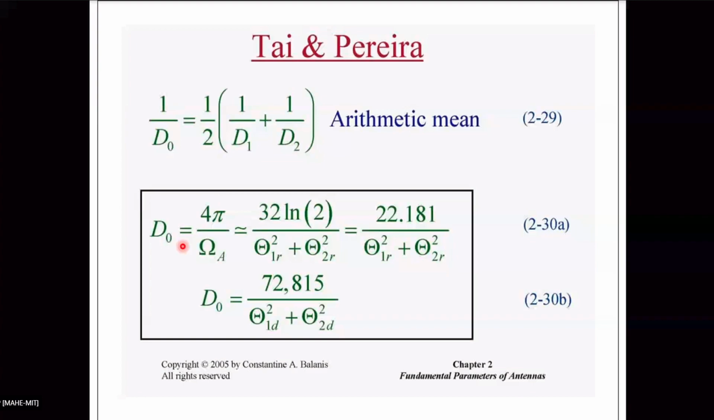Okay, have you understood this formula? This is called the exact formula. D naught is equal to 4 pi by omega A. Have you understood this?